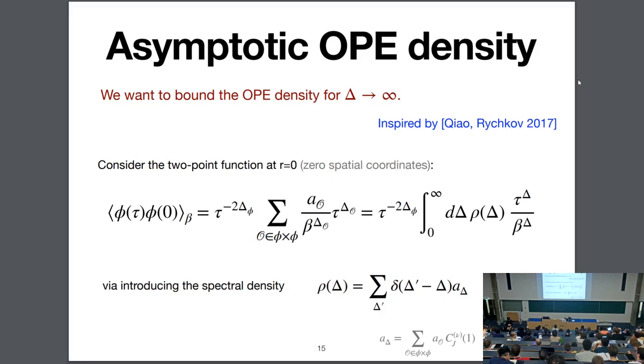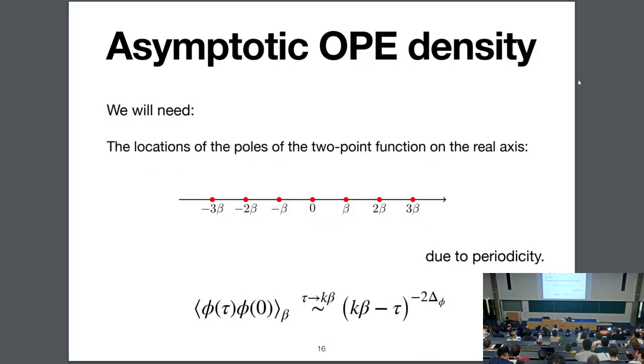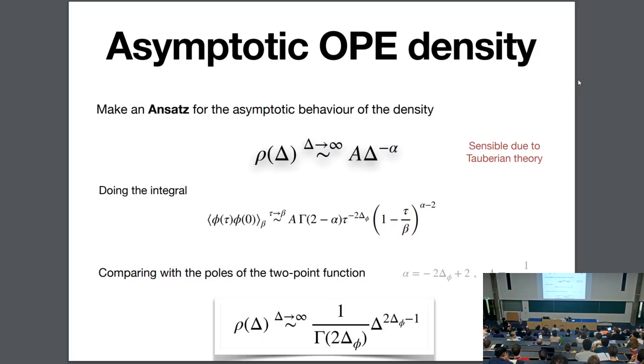And then we can introduce a spectral density, plug it in, and this is our form for the two-point function. Very nice. What do we do now? We need only one thing, actually. We need to know the locations of the poles of the two-point function on the real axis, and this is very easy. Here they are. Having them, let's do the following.